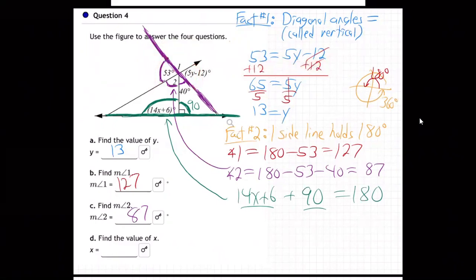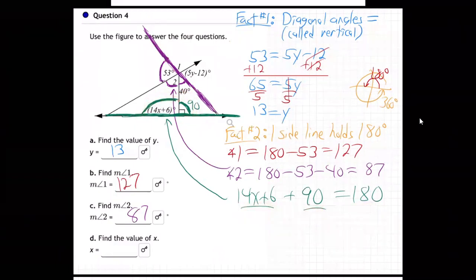Down here, these 2 have to add up to equal 180. Yes, I have to use the whole 14x plus 6 because this angle right there is 14x plus 6, and then the other angle is the 90. It's kind of tricky because that whole big expression, 14x plus 6, is all one angle. So that whole thing, and then add the 90, is the 180.